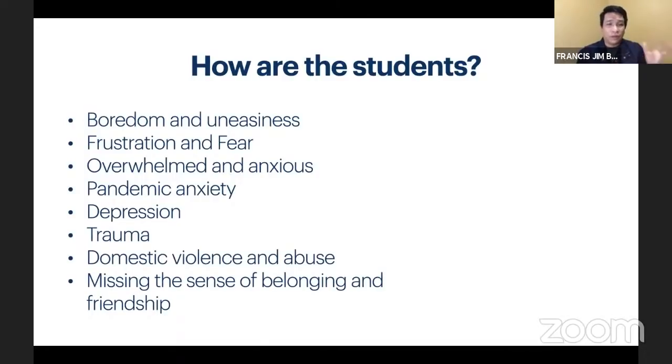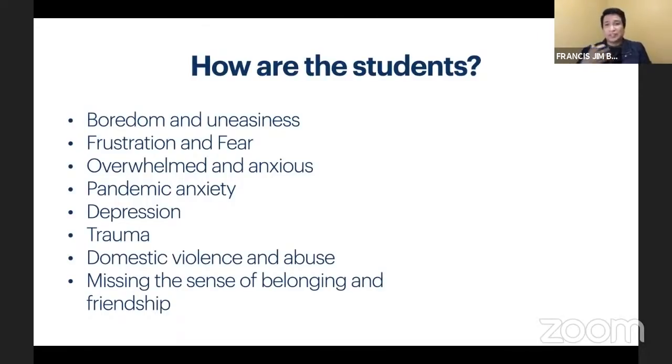When we feel bored, there's a sense of uneasiness because we've been stuck in our homes or apartments for a long period of time. Frustration and fear. A lot of us are frustrated with what's happening. Can you imagine our students? They are also scared. A lot of our students do not understand, especially the young ones, what's happening. So there's a high level of anxiety. We feel overwhelmed. We have pandemic anxiety.